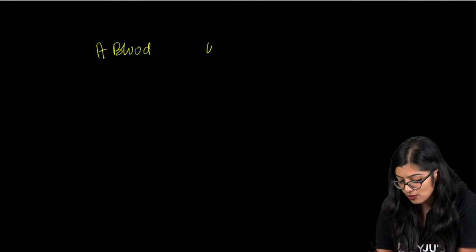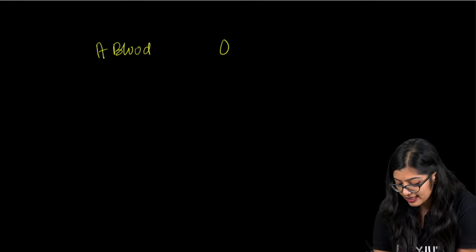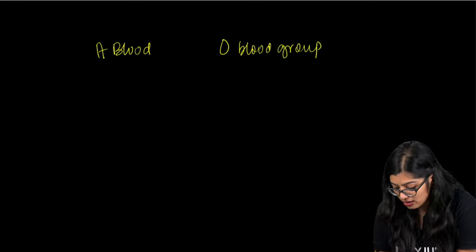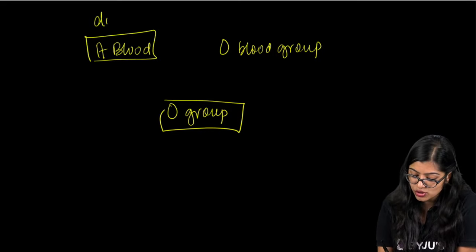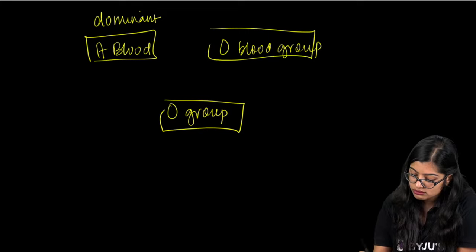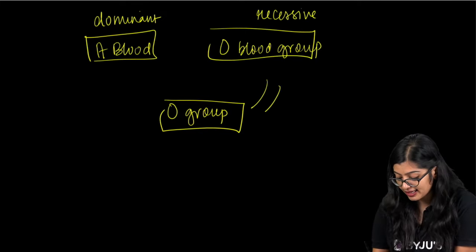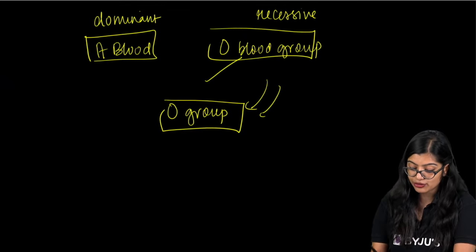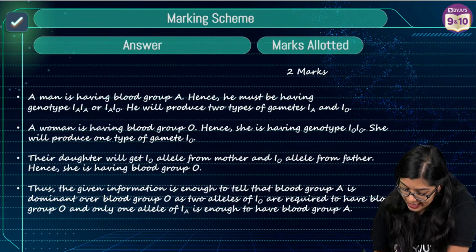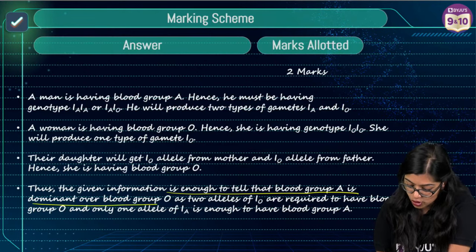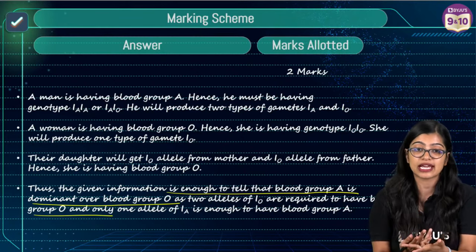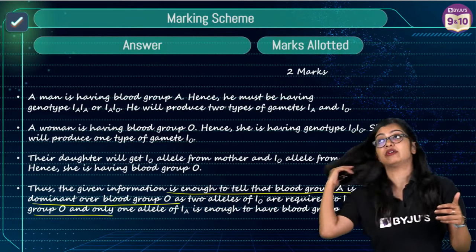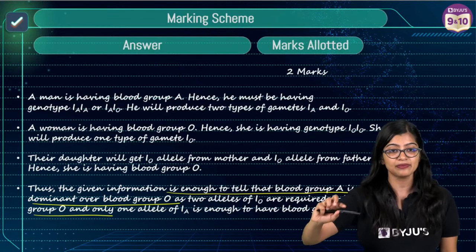But here they said that there is a man who has A blood group, and there is a woman who has O blood group. Now the child has O group. As per our knowledge on blood groups, we know that A is dominant over O. And we are seeing that the young one is getting O group. That means that O is a recessive group, O is recessive over A. In this case, the given information was enough to tell that A is dominant over O, because for the young one to have O, it will express only in homozygous condition. So it is recessive. Are we clear?